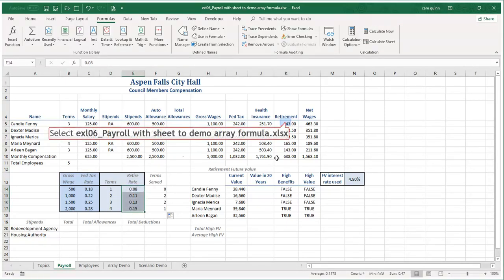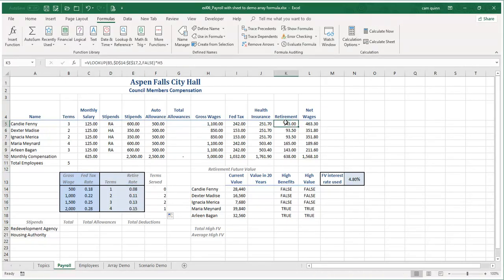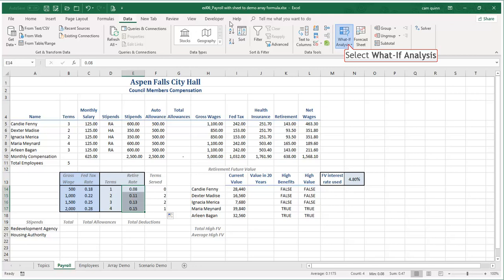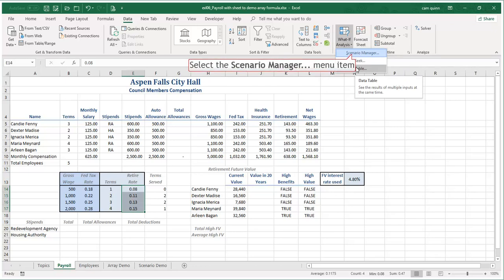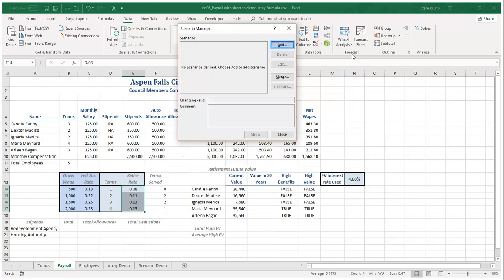So I'm going to select my retirement rates here, go to the Data tab, and go over here to What If Analysis. You can see there are 3 things in here. There's Scenario Manager, which we're going to do today, Goal Seek, which we're going to do next week, and Data Tables, which we're going to do the week after next. So Scenario Manager is what we're going to be working with. We're going to create a new one, so we're going to add, and call this one Reduced Contributions.